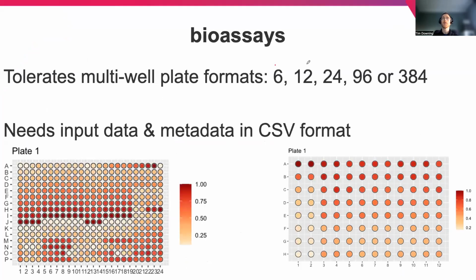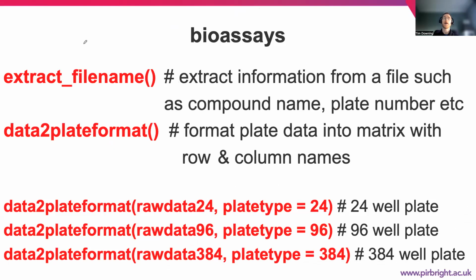So from 6 well, 12 well, 24, 96, 384 well plates, all we need is to input our values observed, and then the metadata associated with that, and we've imported that in CSV format to be able to visualize wells like those shown here. There's a few functions we need to think about firstly. So we may have metadata embedded inside the actual file names themselves, and we use this function extract_file_name to extract that information.